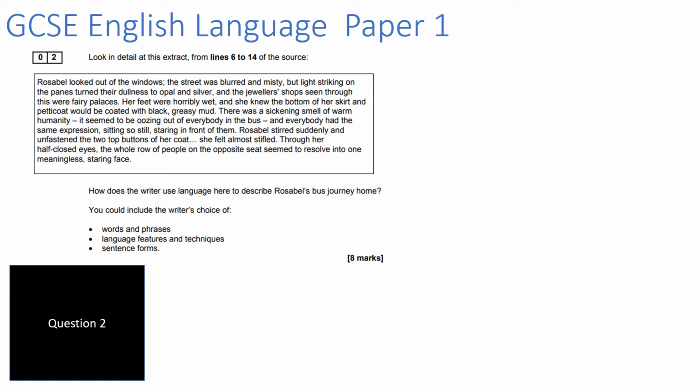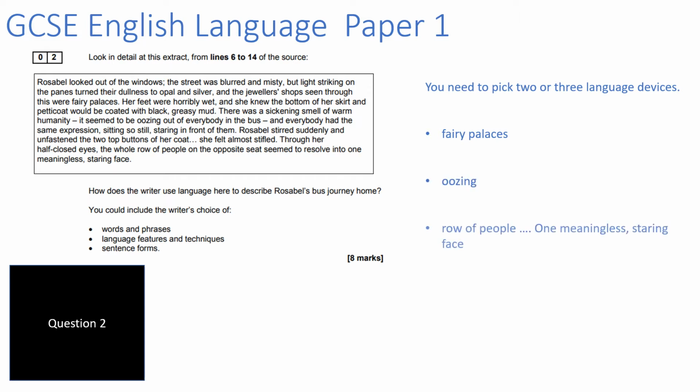The extract will have loads of techniques. And so what you've got to really do is spend time not finding every single technique in that extract, but thinking about the most effective ones you can explain. So for example, pick 2 or 3 language devices from the extract. So the ones we're going to look at today are fairy palaces, oozing, and a row of people, one meaningless staring face. That's all you need from the extract.